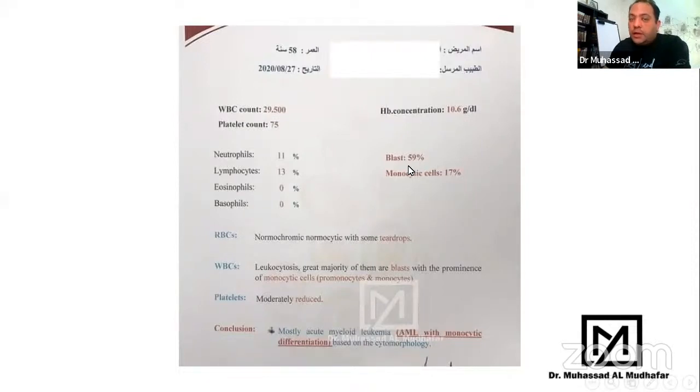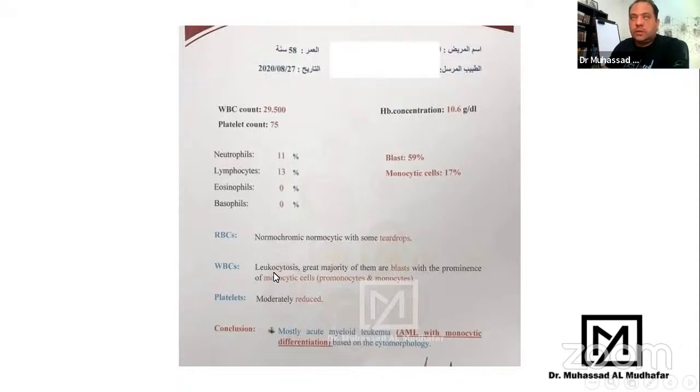59%. If increased, 95% blast cells is called chronic; 30% to 60% is called acute phase. For this, monocytic cells, 17% RBC normochromic, normocytic with teardrops.